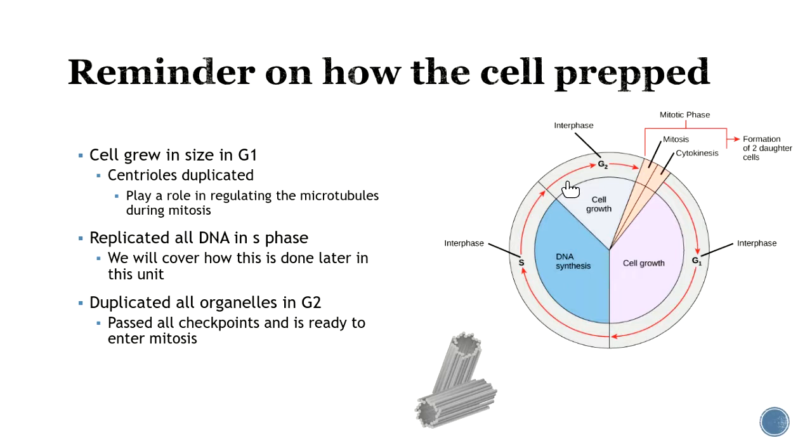And then in G2 is where we go through and check everything, duplicate all the organelles, and make sure everything is right. And now we're getting ready to go into this mitotic phase. And just to say, next unit, it's a typo. I'll catch that.